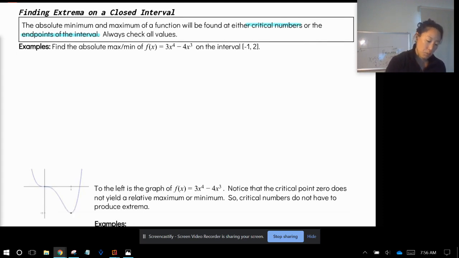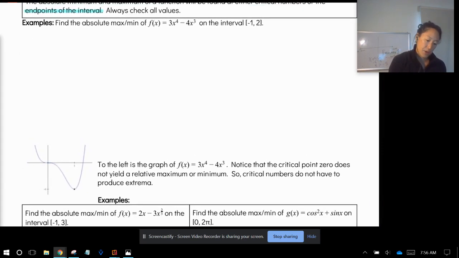So what we're going to do is first find the absolute min and the absolute max of this function on the interval -1, 2. Okay. So what we need to do first is find the derivative. We want to take f prime of x and find the critical numbers.